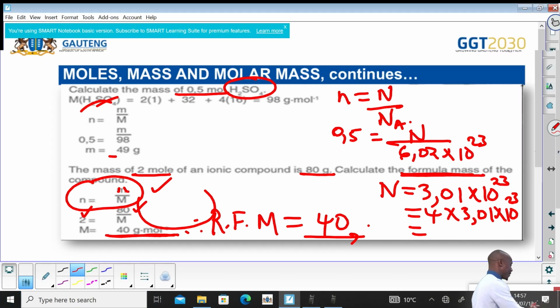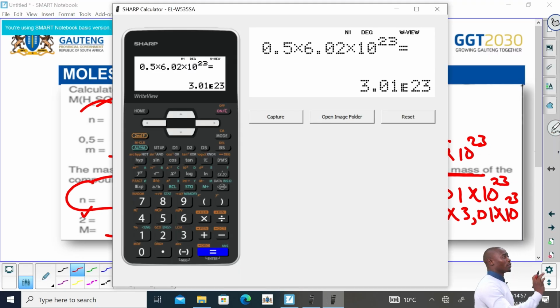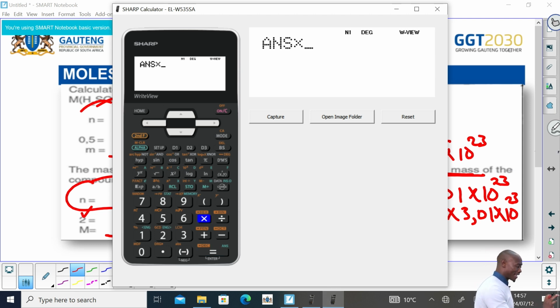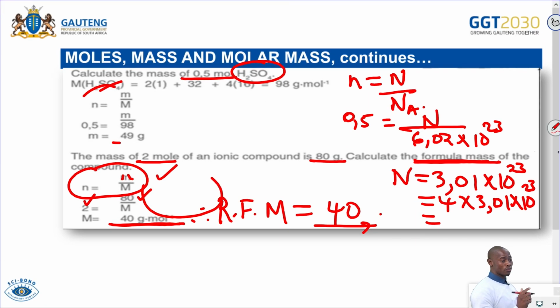Okay. Then here, what is 4 times 3.01 times 10 to the power 23? So we are multiplying this by 4. What are we getting there? 1.204. So here it's 1.204 times 10 to the power 24. Then these are the number of oxygen atoms in one molecule of what?